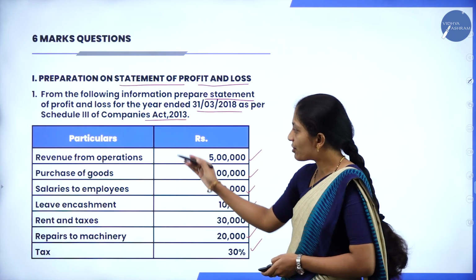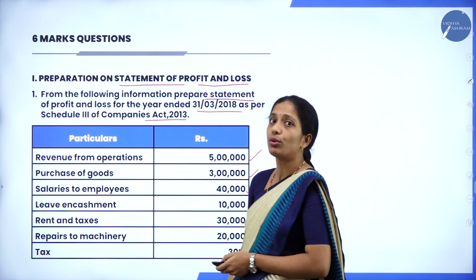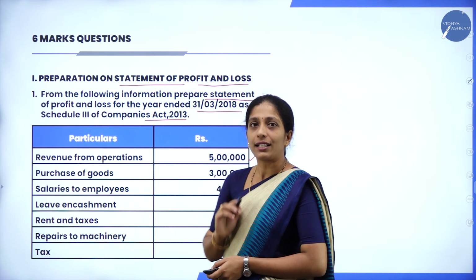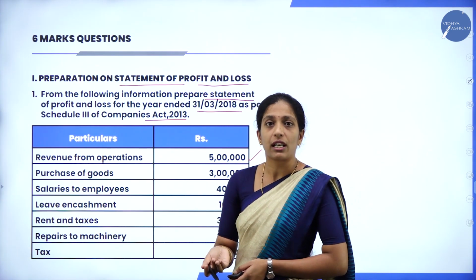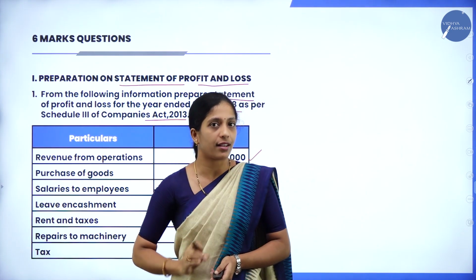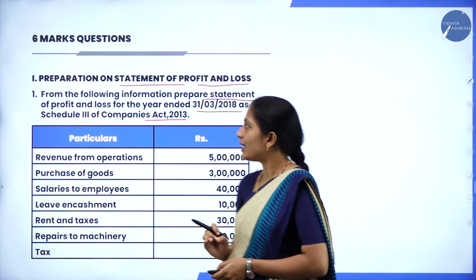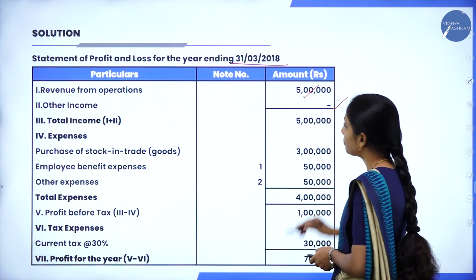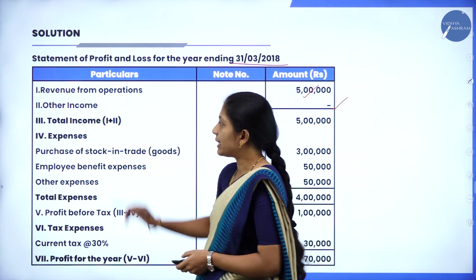Other income. So, if you see the question, they have not given you any of the incomes. So, other income, even though if they don't give or if they give, you have to write in the format. So, second is other income, where I will put dash here. Now, third is total income.